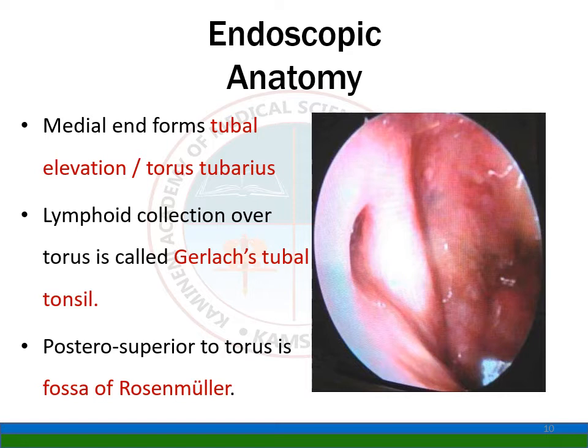The Gerlach tonsil is the tubal tonsil, along with the palatine tonsil, nasopharyngeal tonsil and lingual tonsil, the same 1, 2, 3, 4. They used to ask this in an MCQ exam. The lymphoid collection over the torus tubarius is called the Gerlach tonsil. This is a very important MCQ.